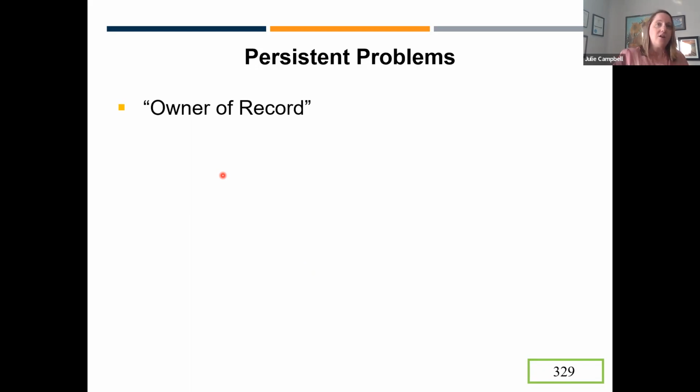So when it comes to the contract, now I know you might see this in MLS. I'm not talking about MLS. I'm talking about the offer to purchase and contract. They said, stop putting in owner of record.